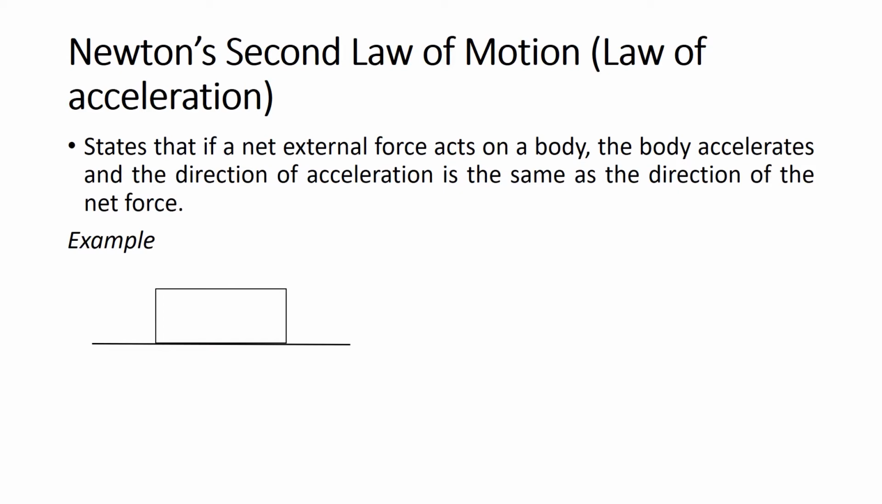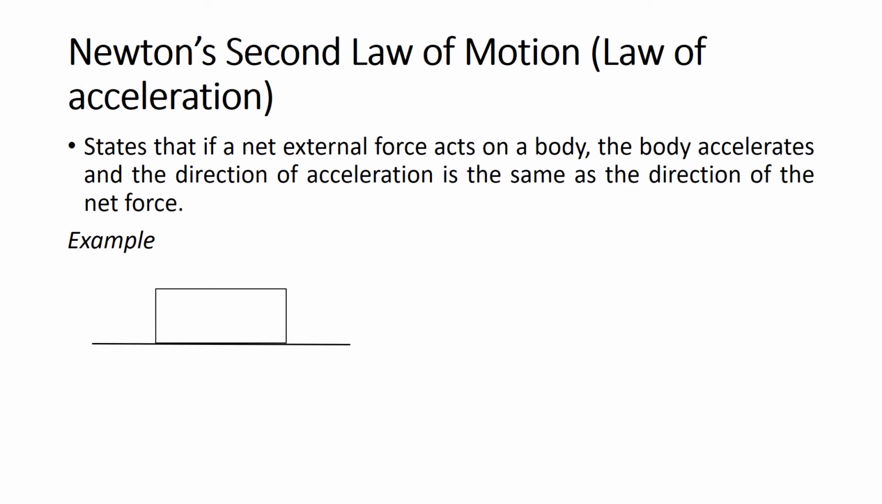The second law of motion is also known as the law of acceleration. This states that if a net external force acts on a body, the body accelerates and the direction of the acceleration is the same as the direction of the net force. So if the object is acted upon by a net force or an external force, the direction of the force will be the direction of the acceleration.